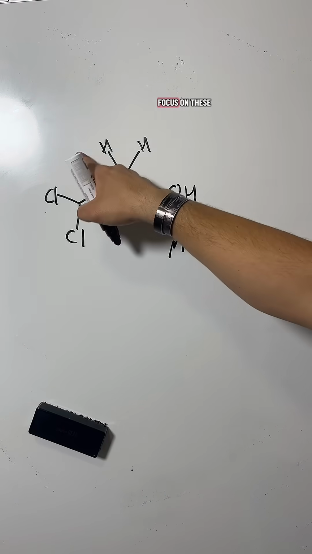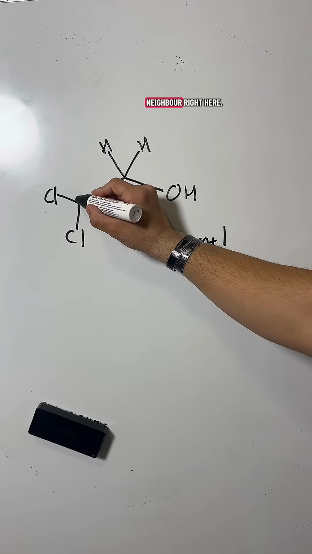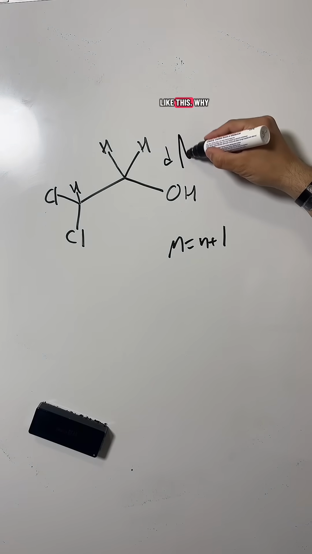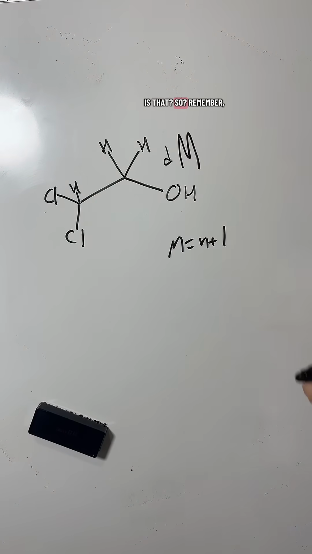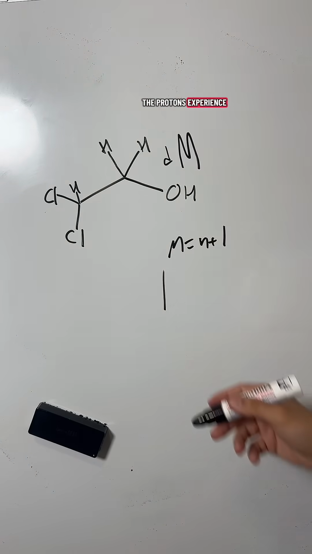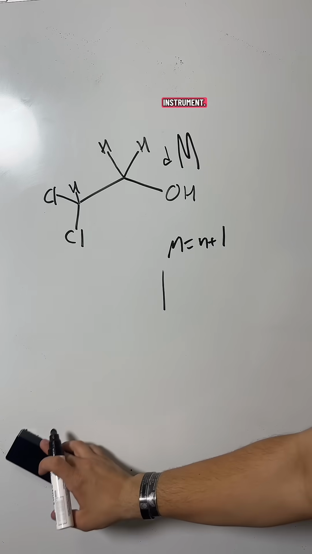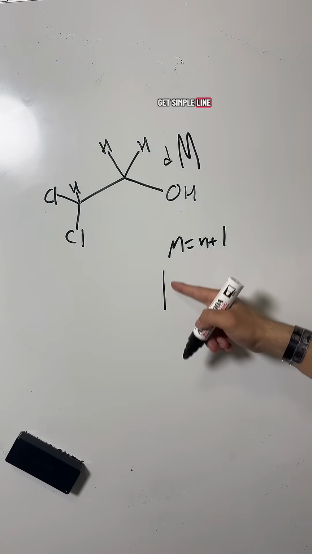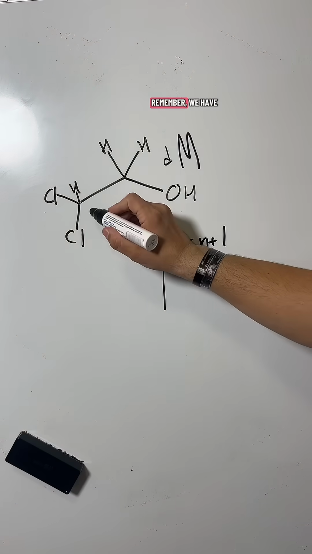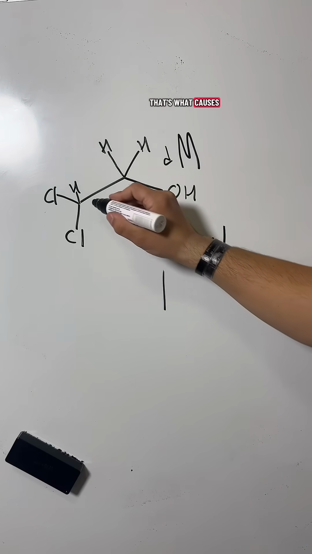So I want to focus on these two right here. They have one neighbor right here. Now these would be a doublet. It would look like this. Why is that? Remember, the signal we see is because the proton has experienced the magnetic field applied by the instrument. So we just get a simple line like this if we had a singlet. Now where does the doublet come from? Remember, we have coupling between these. That's what causes the splitting.